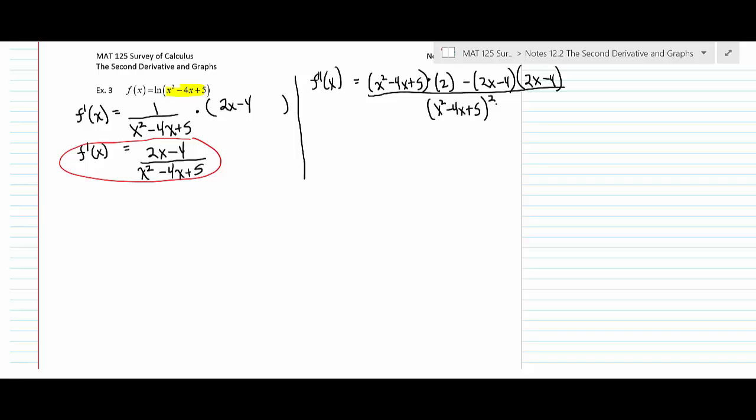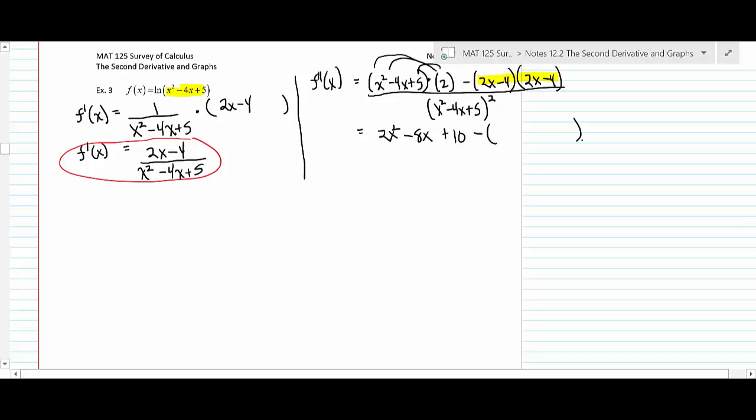Probably the best approach is to just multiply out the numerator. I don't really see a common factor. So let's take the 2 and distribute it. We'll have 2x squared minus 8x plus 10. Now the place you want to be really careful is right here because of that minus sign. You need to FOIL the 2x minus 4 times 2x minus 4, but keep it in a parenthesis and then distribute that negative through there. That's a real common place where students often mess up.